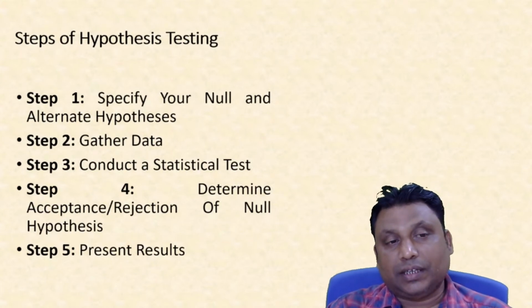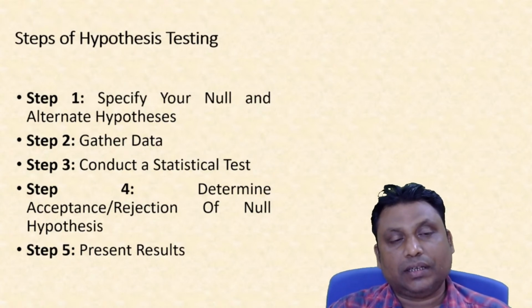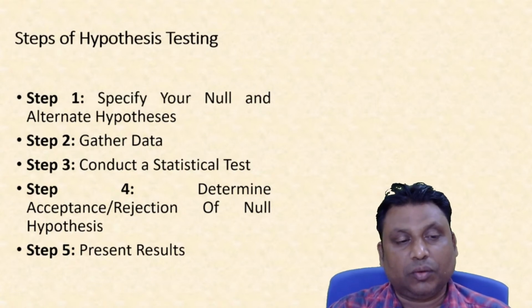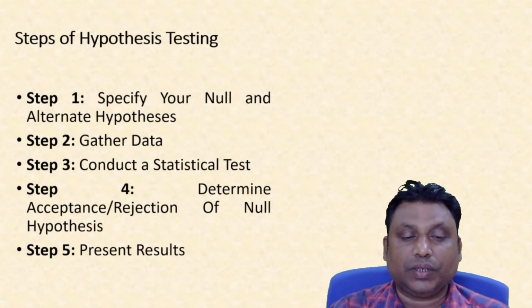Steps of hypothesis testing. Specify your null and alternative hypothesis. Second point is gather data. Third point is conduct statistical test. Fourth point is determine acceptance or rejection of null hypothesis. Step 5 is present results.